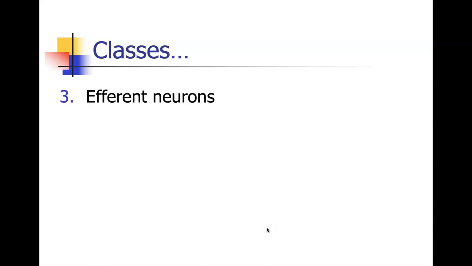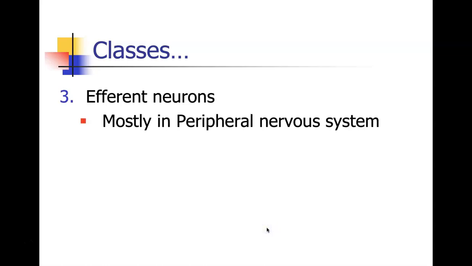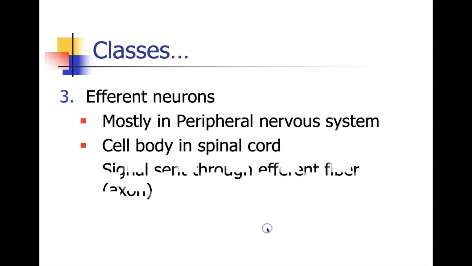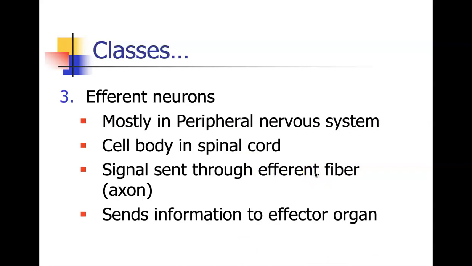And efferent neurons, the ones that exit, are mostly in the peripheral nervous system, but the cell body's in the spinal cord, so the cell body's in the CNS, and the signal is sent through the efferent fiber, so it's exiting the central nervous system. It sends information to effector organs.